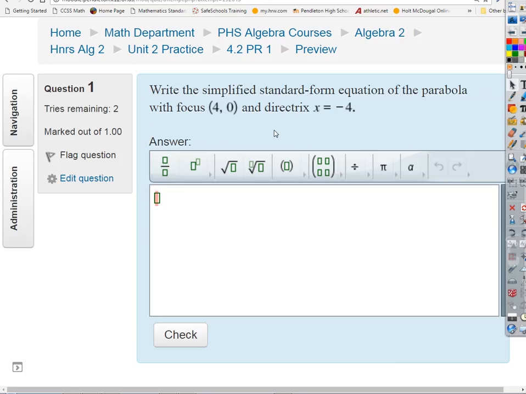We want to write the simplified standard form equation of the parabola with focus at (4, 0) and directrix at x equals -4. Remember, it's helpful for problems like this to draw yourself a quick sketch. So let's do that.